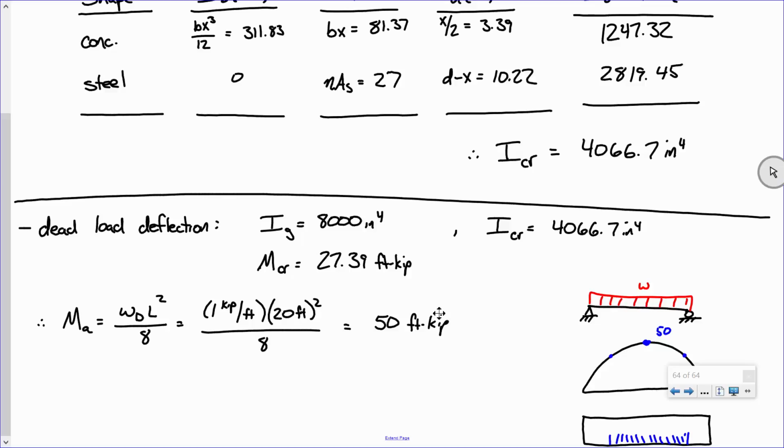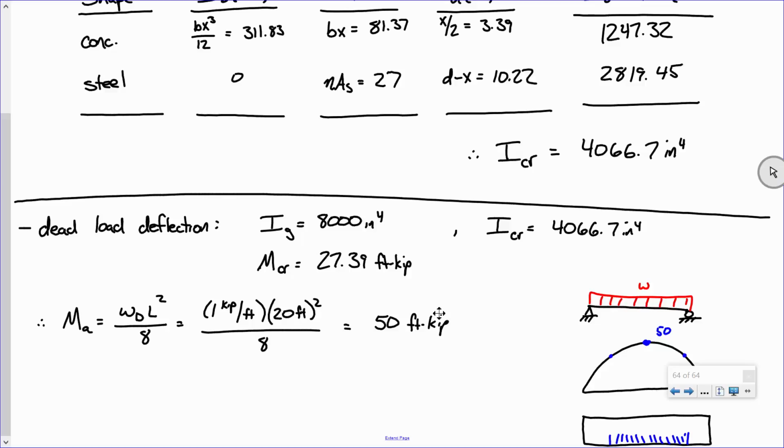All right, sound good? Okay, so what we're going to do is, keep in mind, we're going to compute the dead load deflection. Then we're going to compute the dead plus live and take the difference. Okay? So to start off with dead load deflection, what do we have? Well, we have our gross moment of inertia and our cracked moment of inertia. Again, makes sense that this is smaller because the section's cracked. It's not going to be as stiff. We've got our cracking moment of 27.39 foot kips, and our applied moment is 50.